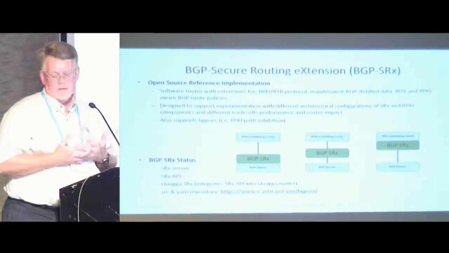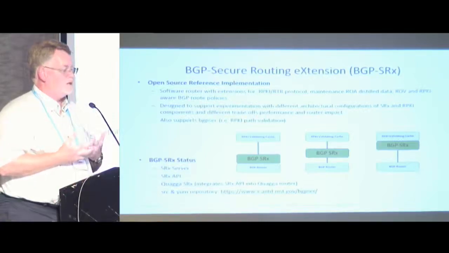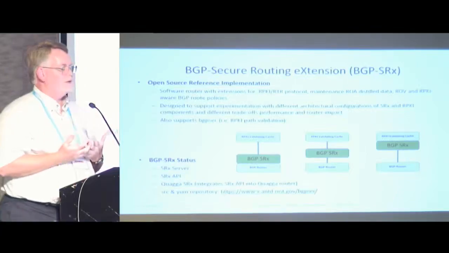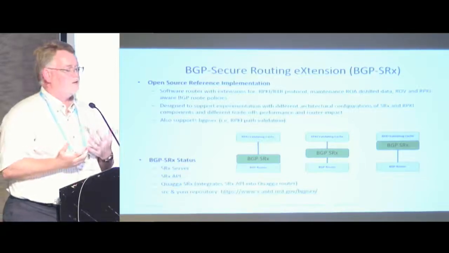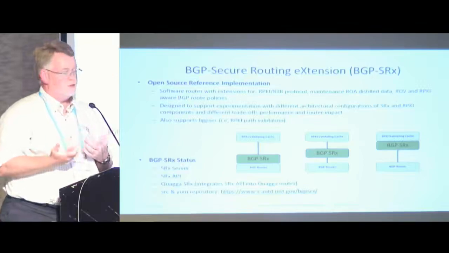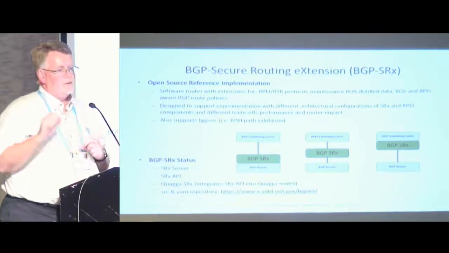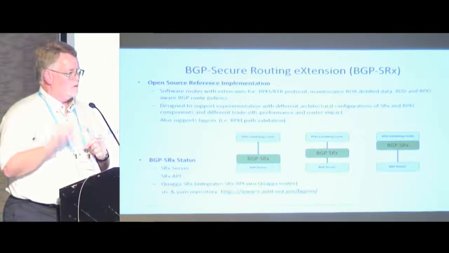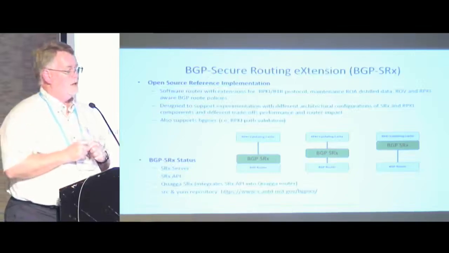The second tool I'll talk about is a research prototype that we call BGP SRX, Secure Routing Extension. It's a software, Quagga-based software router that implements the router to cache protocol and does BGP origin validation. We built this prototype to experiment with different deployment architectures of both RPKI origin validation and eventually path validation.